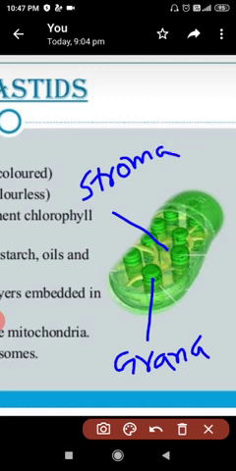Okay, and I think you are all able to see here, this is the outer membrane and this is the inner membrane. So remember again, this plastid or the chloroplast is a double membrane bound structure.